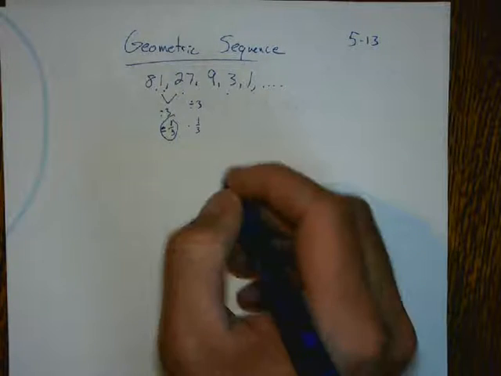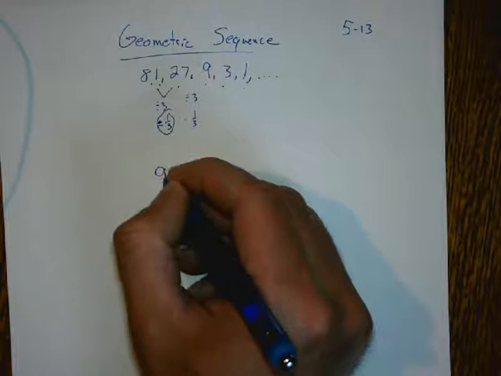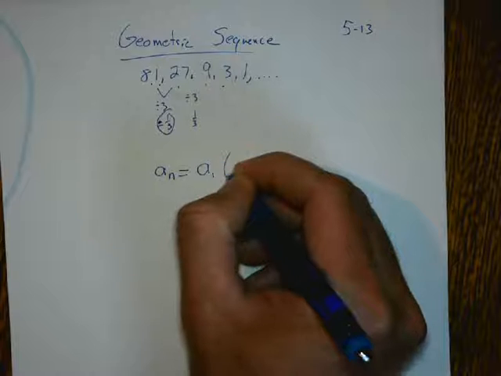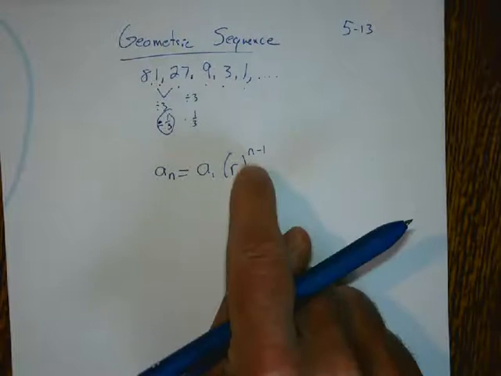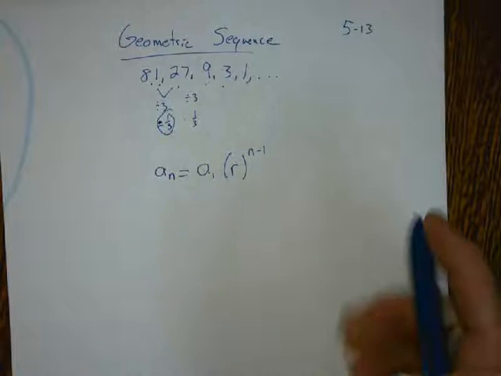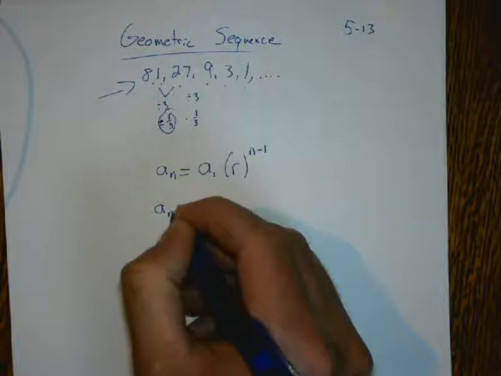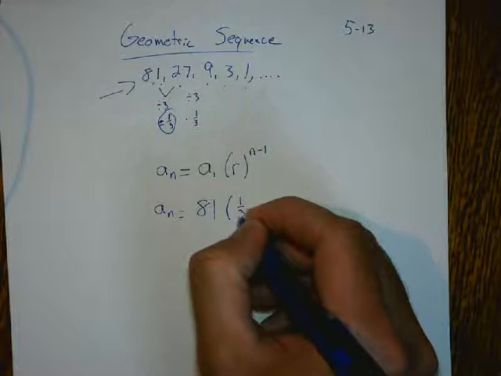So once again, there's a formula for a geometric sequence. The nth term in a geometric sequence would be the first term, and then r, the rate, as a fraction, to the n minus 1. Now, this is the exponent n minus 1. So the rule for this guy here would be our nth term would be our first term, 81. Our rate is 1/3 to the n minus 1.